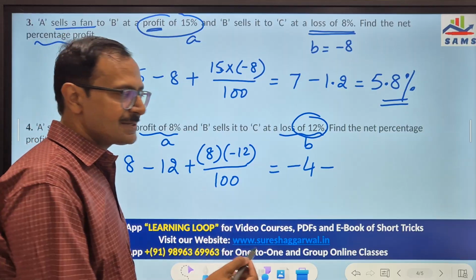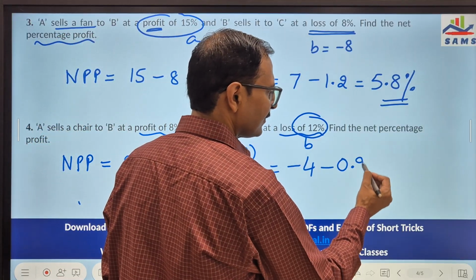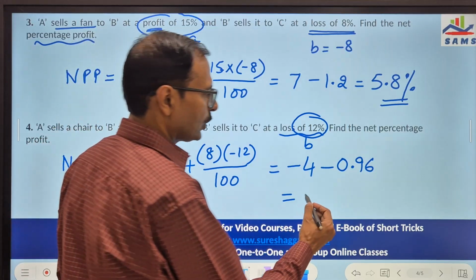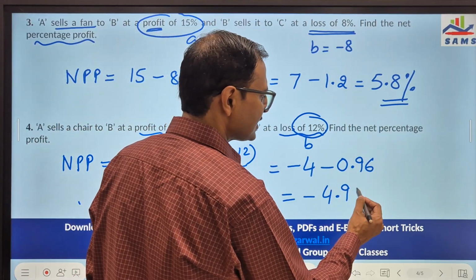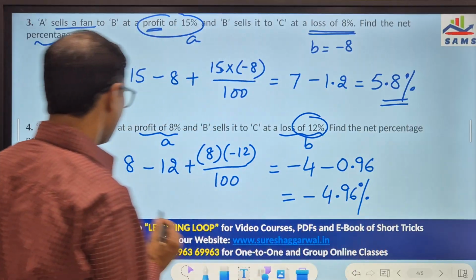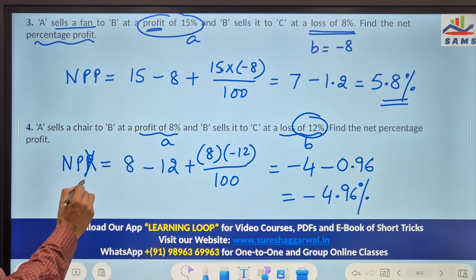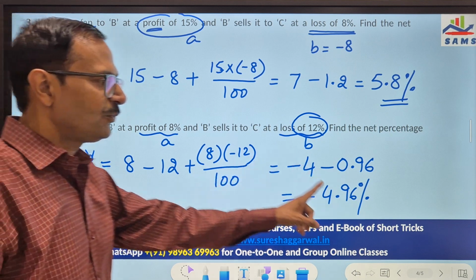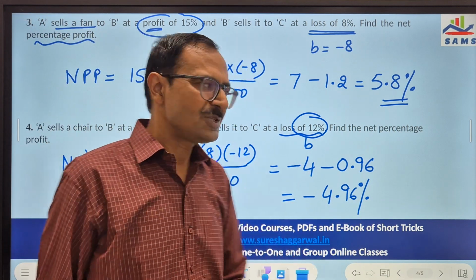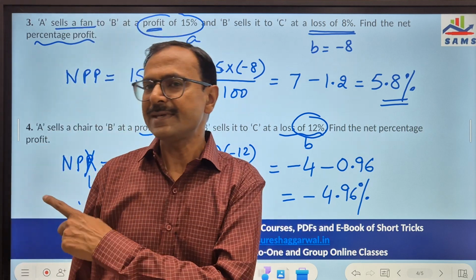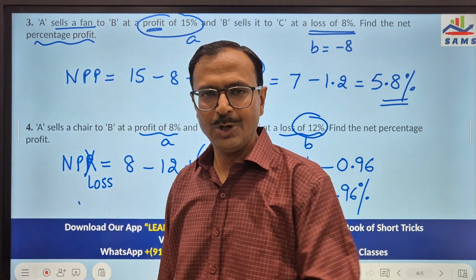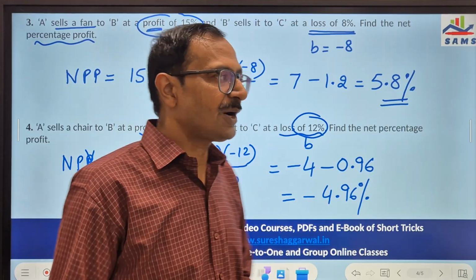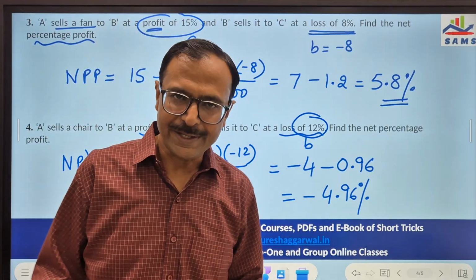96 upon 100 is 0.96, and see, the final answer here is negative, and so negative 4.96% means it is not profit, it is loss. Net percentage loss is 4.96%. So ignore the negative and write it as net percentage loss. This is how understanding plays a role, and this is how you crack the questions easily in the quant exams.